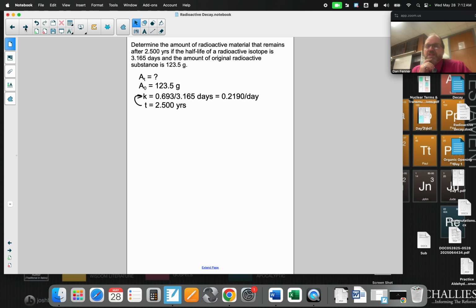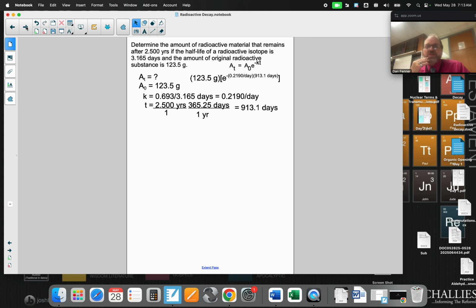And then time is 2.500 years, but we want it in the same unit as my k value, so they'll cross out. So therefore, how many days in a year? 365.25. Remember, leap year every 4 years, so we got to put a quarter of a day in for every year. And we multiply through, 4 sig figs there, and you get 913.1 days. All right, so which equation are we using? We're solving for A sub t, so we're going to use that first one. We don't have to rearrange it. It's already set up for it as is.